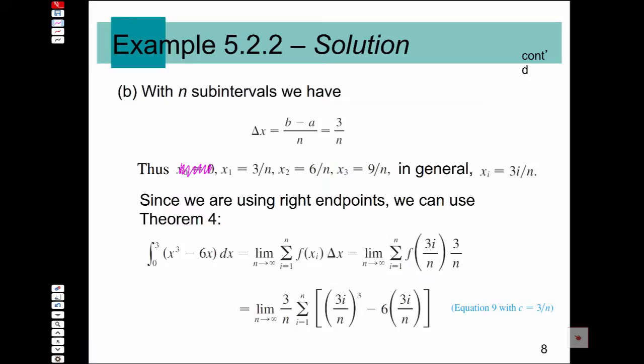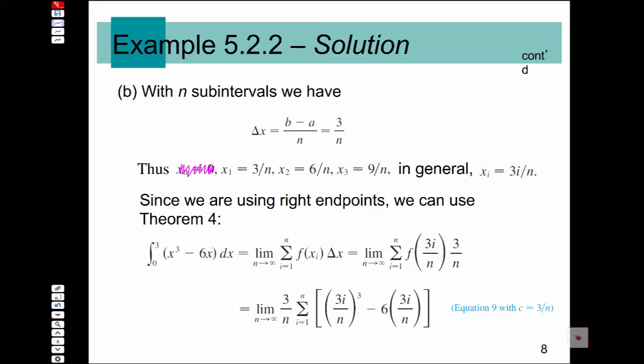x0 we don't actually need, so let's scratch that out here. So the right-hand endpoint of the first rectangle, x1, is just 3 over n. The right-hand endpoint of the second rectangle is just 3 over n plus 3 over n, which is 6 over n. The right-hand endpoint of the third rectangle is 9 over n, and so on. So in general, the right-hand endpoint of the ith rectangle is 3i over n.